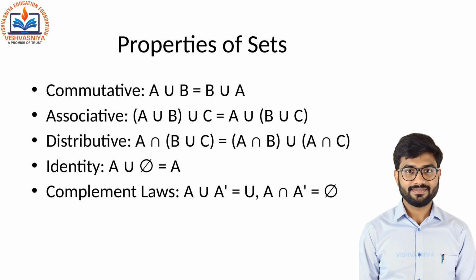Complement laws. These are about how a set and its complement behave. First, A ∪ A′ is equal to the universal set. Second, A ∩ A′ is equal to the empty set.